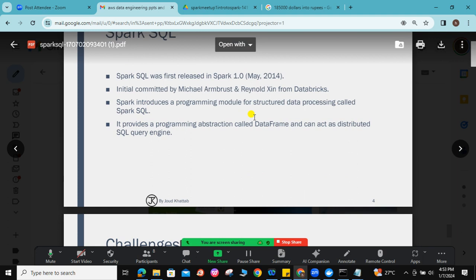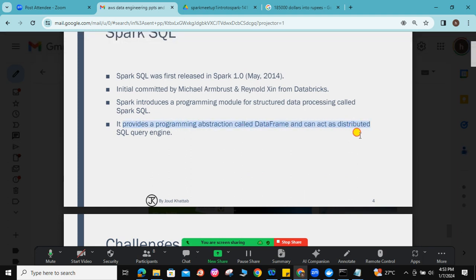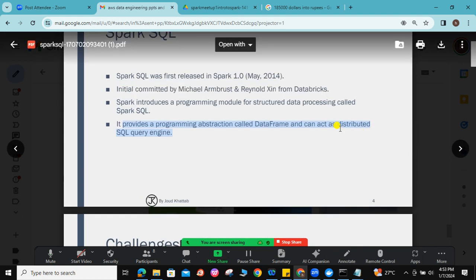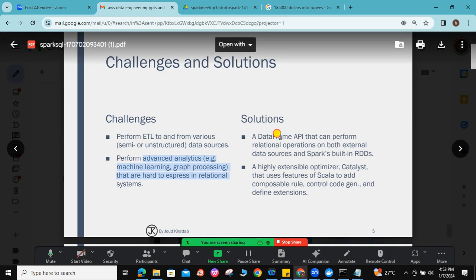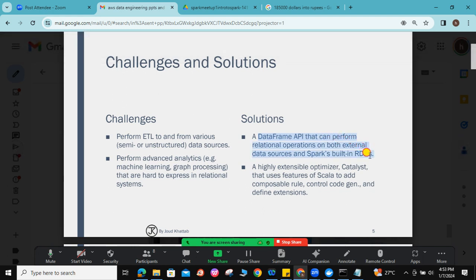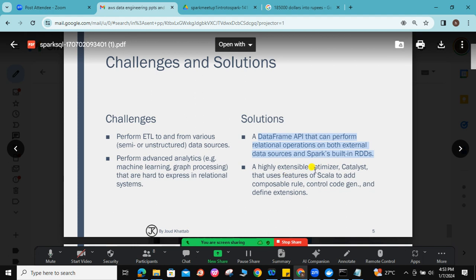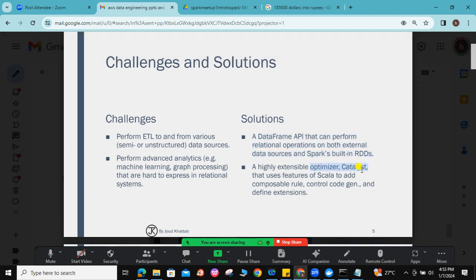Spark SQL provides a programming abstraction called DataFrame and acts as a distributed SQL query engine. Spark is distributed. See, what was the challenge? This is semi-structured data, perform ETL, perform advanced analytics. The solution is a DataFrame API that can perform relational operations on both external data sources and Spark. Okay, highly extensible, optimized by Catalyst. See, now you should be able to understand the Catalyst optimizer. Internally it builds the plan and swaps your code, like where is not written properly, so let me rewrite it, or else I have to get 1 crore records. If I write where at the beginning, I have to get only 1 lakh records. Can you understand? So all these use this feature.